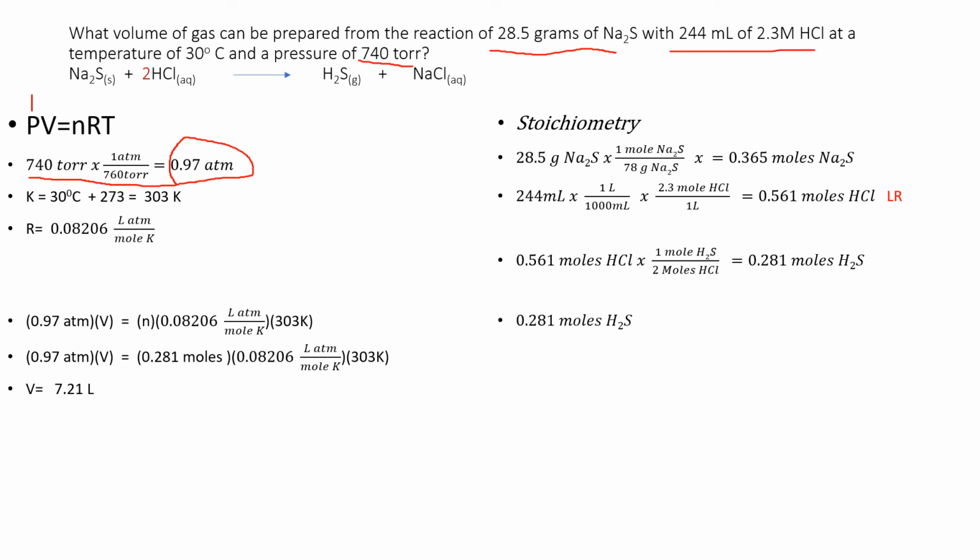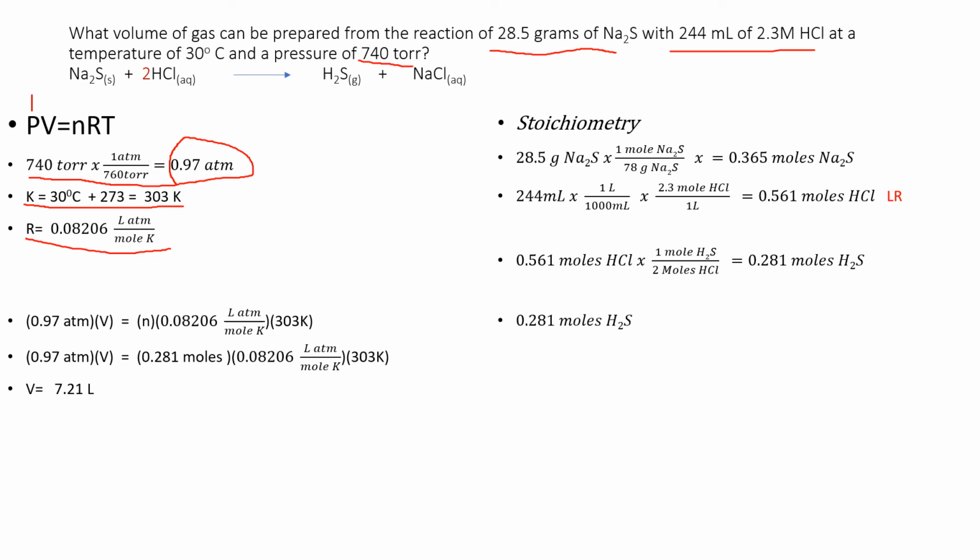That takes care of our pressure. The volume is what we're looking for, so we can't do anything with that. I don't know anything about n yet either. I do know something about the R. R is provided. Okay, so we have that. The temperature is 30 degrees Celsius. Change that 30 degrees Celsius into 303 Kelvin using the conversion equation between Celsius and Kelvin.